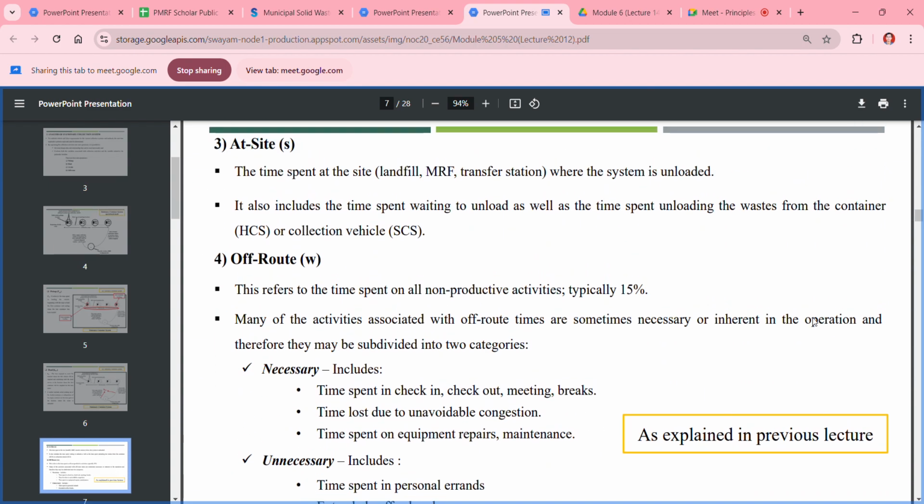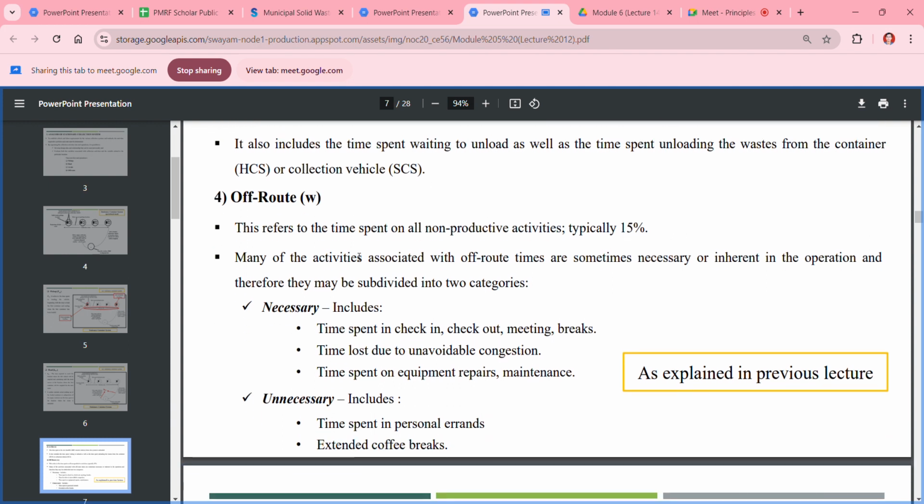Then at site time, we had already talked about it; it is similar to the haul container type system. At site time is the time taken for the unloading of the waste at the disposal or MRF site. It also includes the time spent waiting to unload as well as the time spent unloading the waste from the container or collection vehicle.